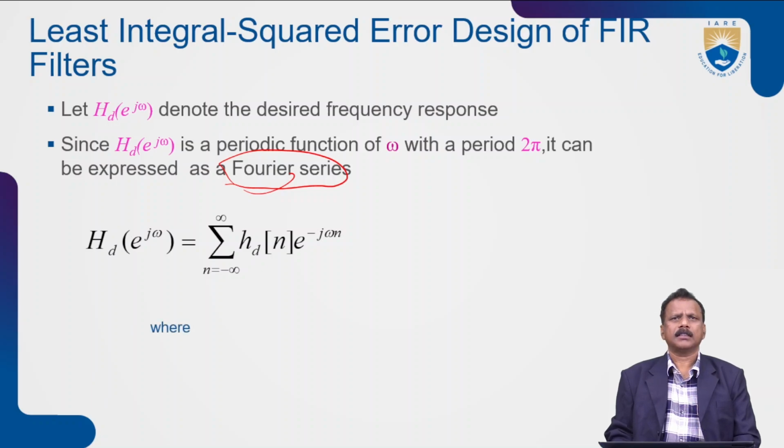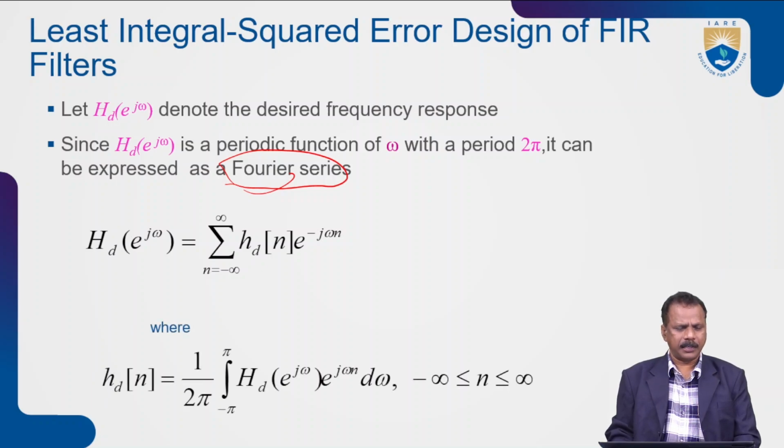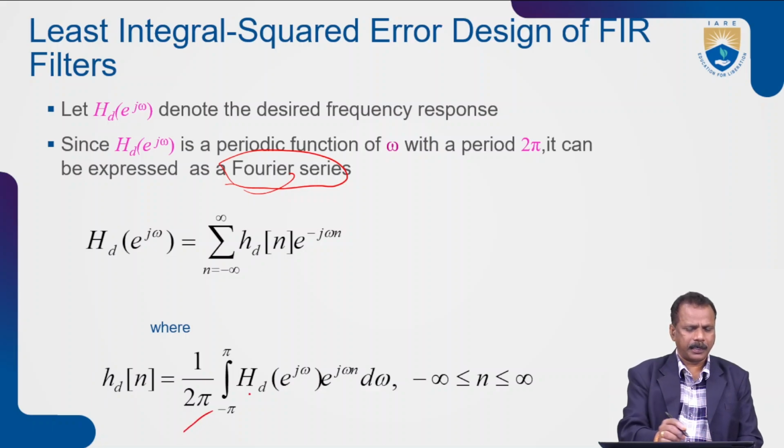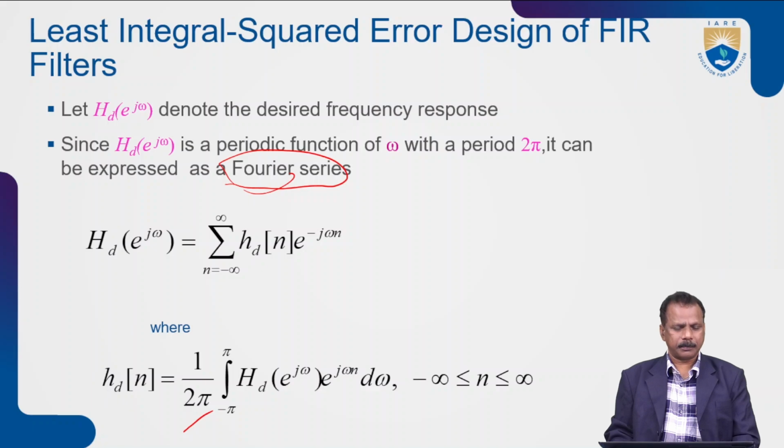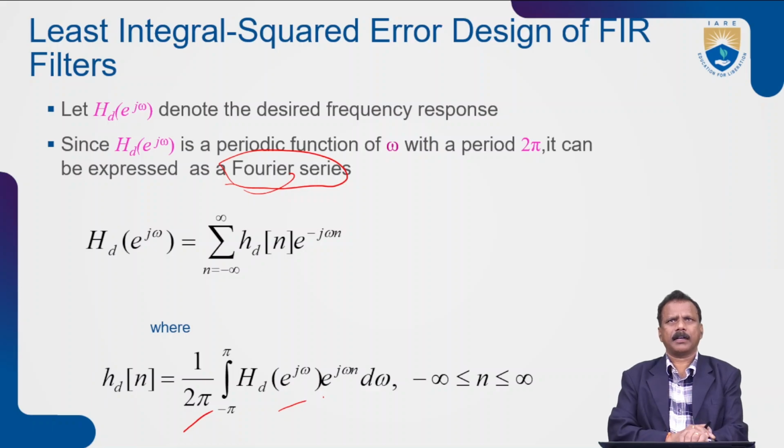Where S_D of n is equal to 1 by 2 pi, integral minus pi to plus pi S_D of e power j omega into e power j omega n d omega, for minus infinity less than or equal to n less than or equal to infinity. Like this is related to the least integral squared error design of finite impulse response digital filter.